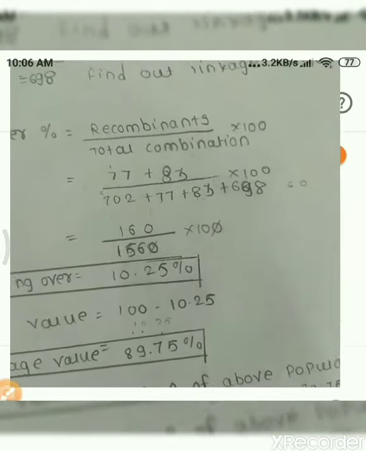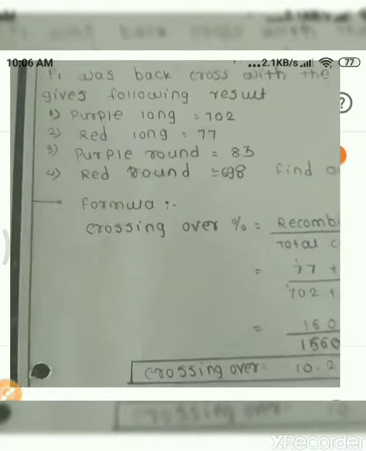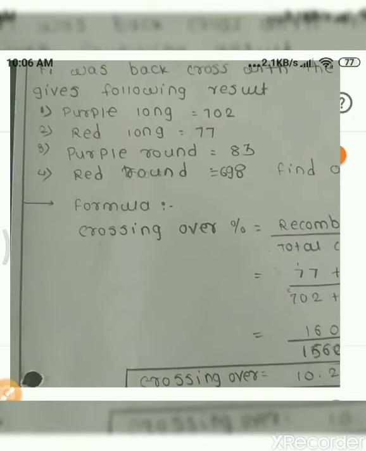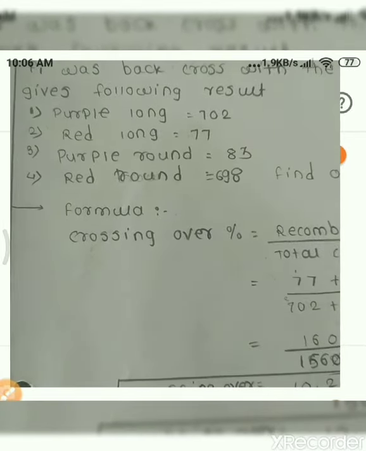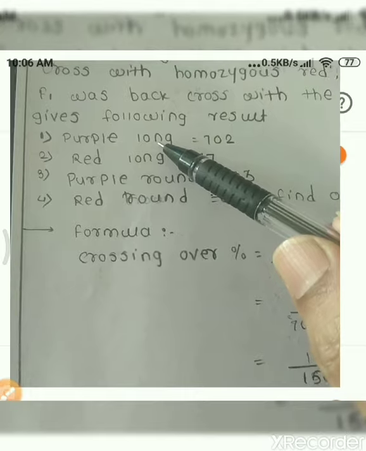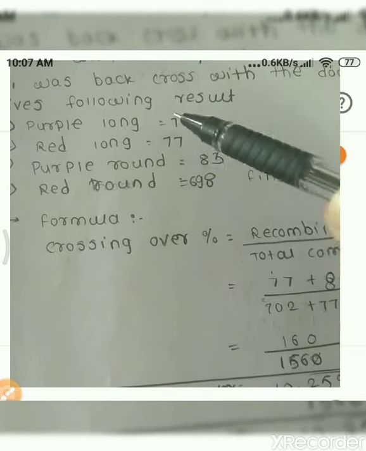Here the most crucial thing is to find out the recombinants. Recombinant means those which are not parental ones. Which are the parental ones in this case? That is purple long and red round. So these are the parental characteristics and these are the recombinant characteristics.